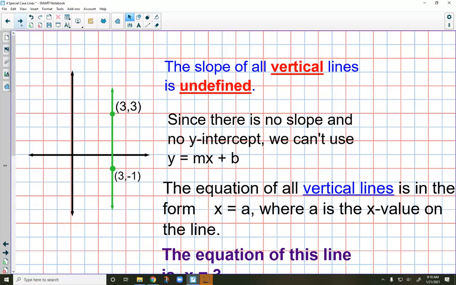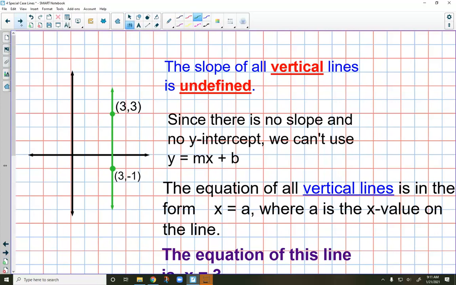The other special case is if there's a vertical line. The slope of all vertical lines is undefined. Since there is no slope and no y-intercept, we cannot use y equals mx plus b. We can't use the equation of a line.